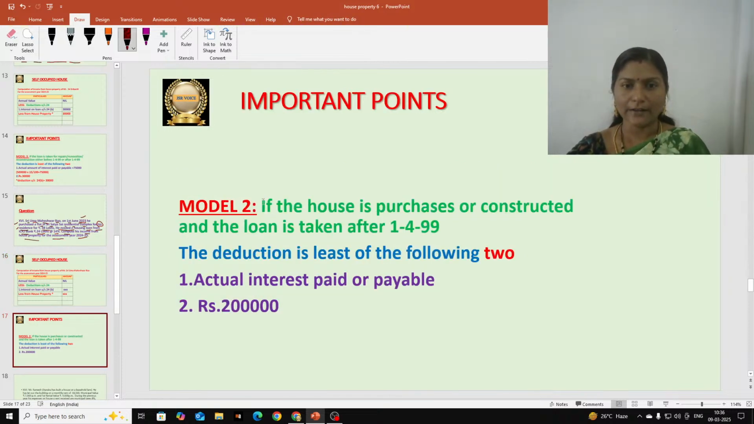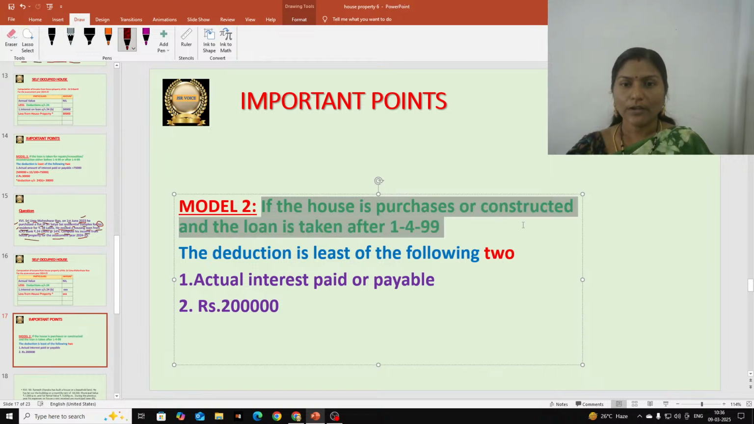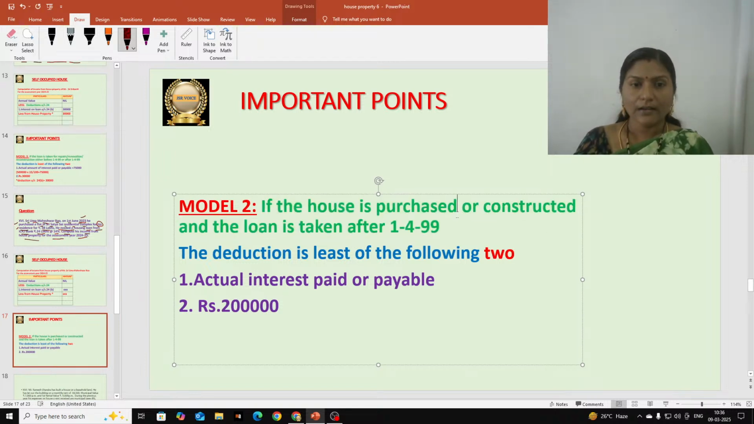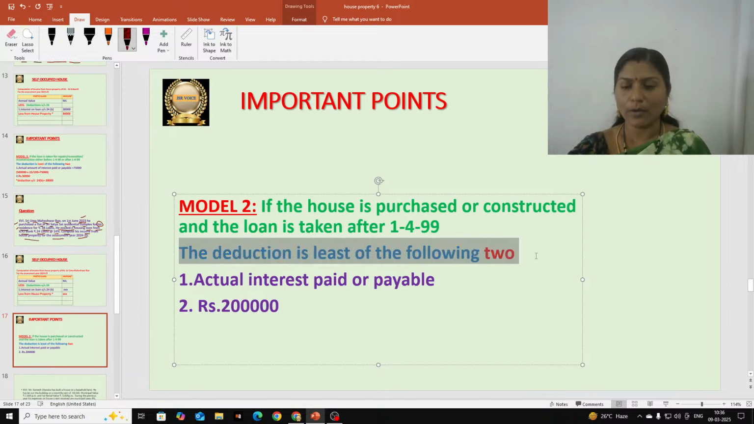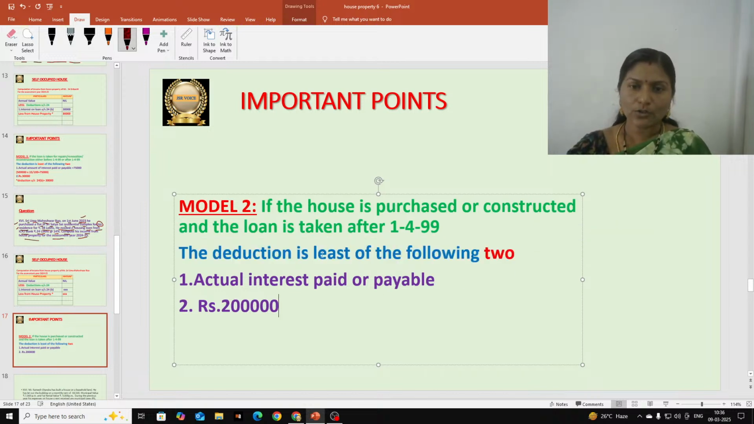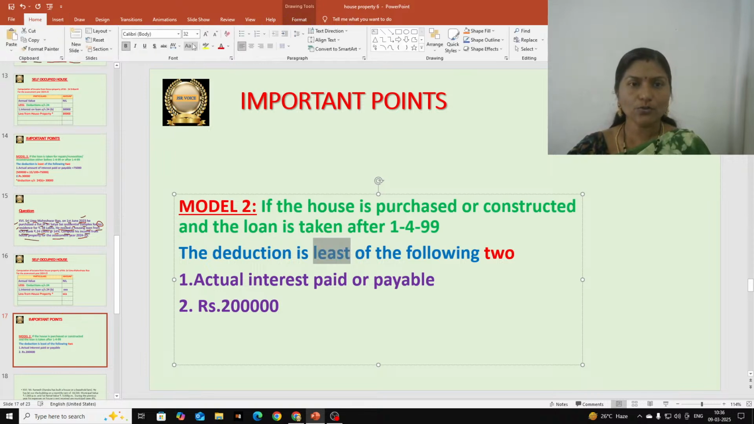Model 2 is there. Here I have written: if the house is purchased or constructed and the loan is taken after 1-4-99. Okay, here he took the loan in 2023, that is after 1-4-99. Then what is that deduction? Deduction is the least of the following 2. So what are those 2? There are 2 items.